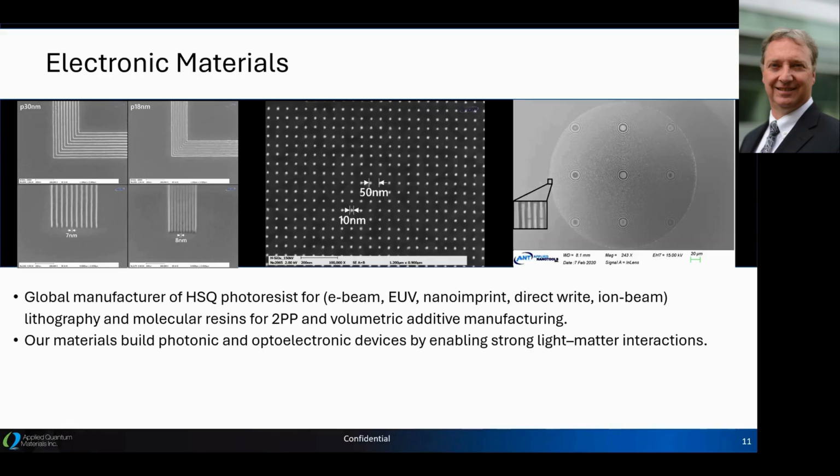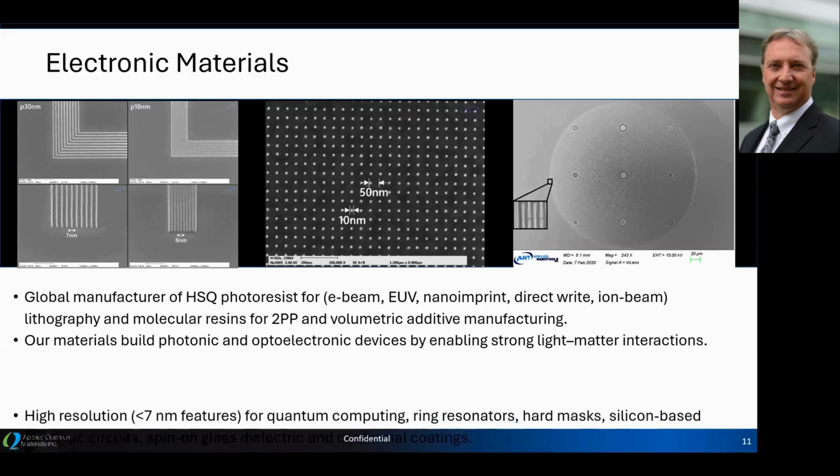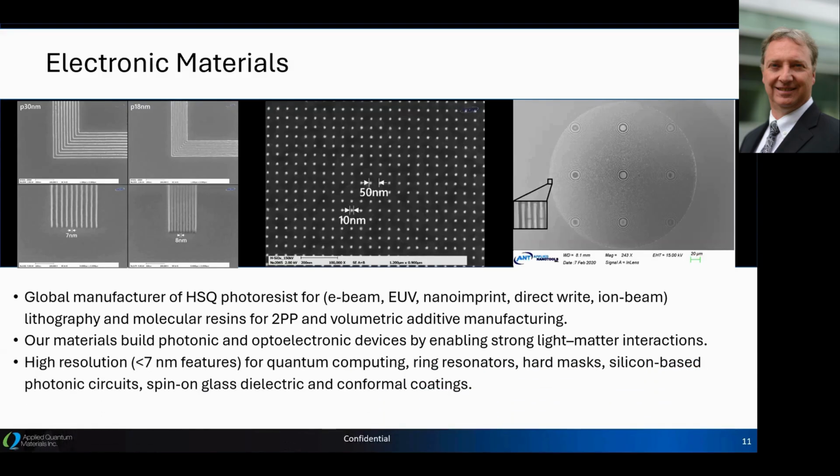So our materials help to build these photonic and optoelectronic devices because we can manipulate the light-matter interactions with these things. And again, we can make different kinds of quantum devices for quantum computing, resonators, masks, silicon-based photonic circuits, spin-on glass, and conformal coatings. And I'll talk a little bit about what some of those things mean a little bit later.